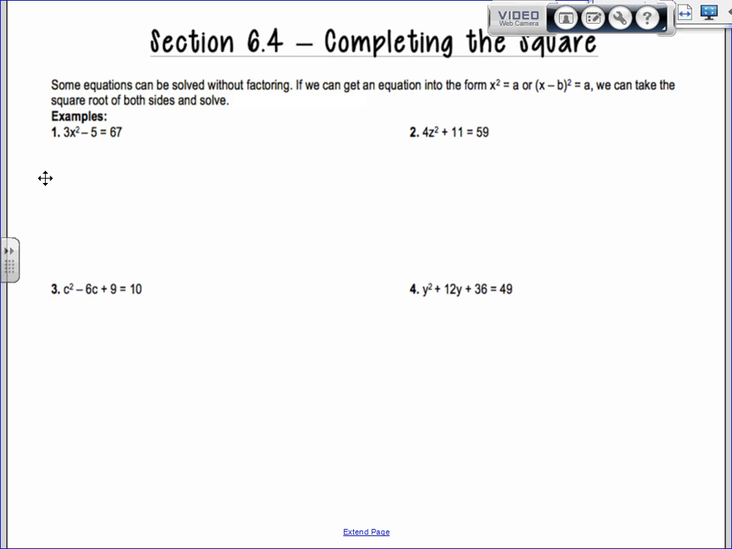Factoring works for a lot of things, but it doesn't work for everything. So completing the square will work for everything. Even if you have square roots or i's in your answer, it's going to work.